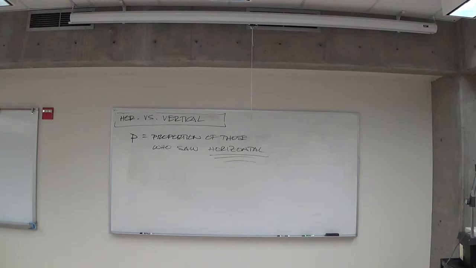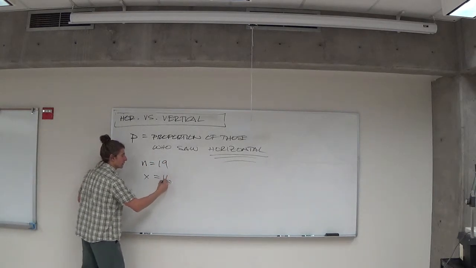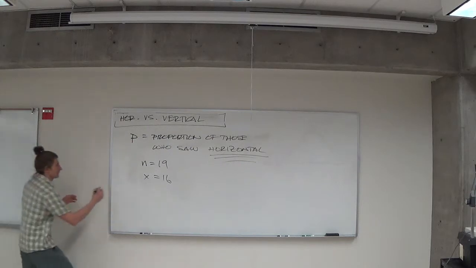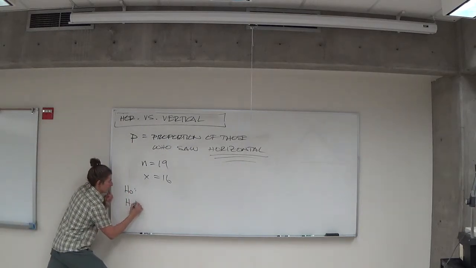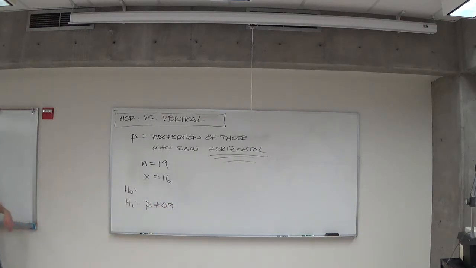Now we have a sample size of 1, 2, 3, 4, 5, 6, 7, 8, 9, 10, 11, 12, 13, 14, 15, 16, 17, 19. And of those 19, 16 of you saw the horizontal word first. 16 out of 19. That's roughly 80%. A little bit higher. Now, we're going to test their 90% versus that.